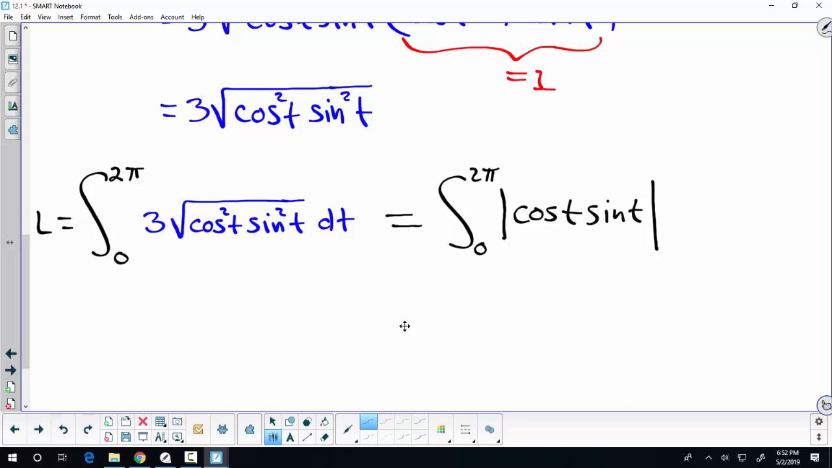I don't know. Maybe you know what cosine times sine's graph looks like. I'm not familiar with that off the top of my head.